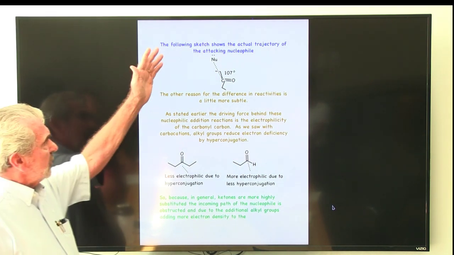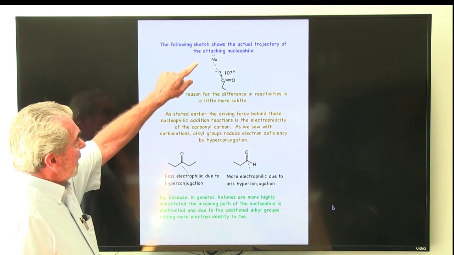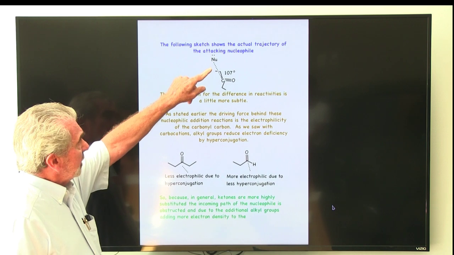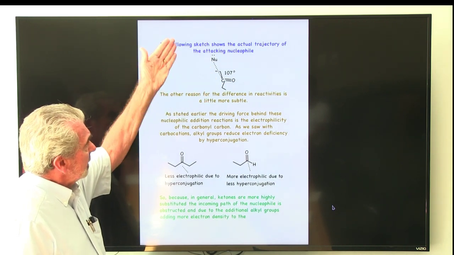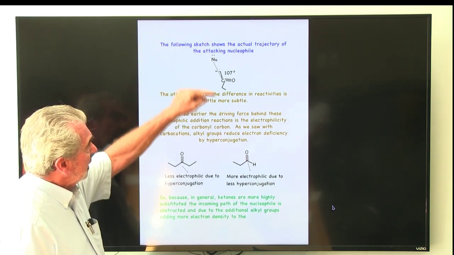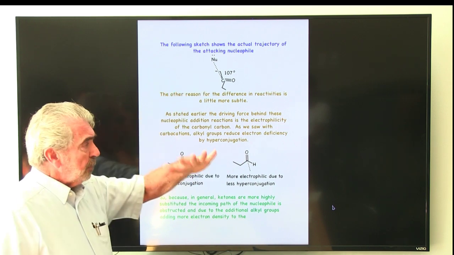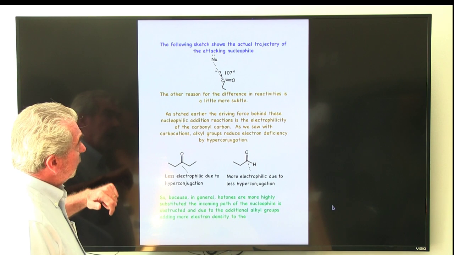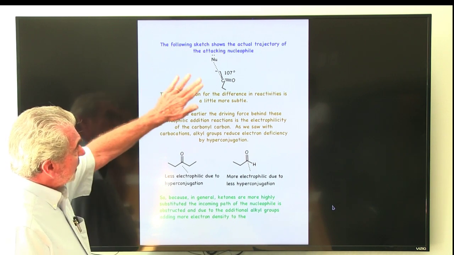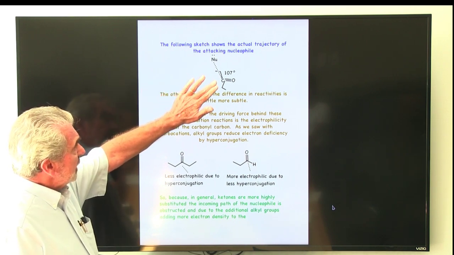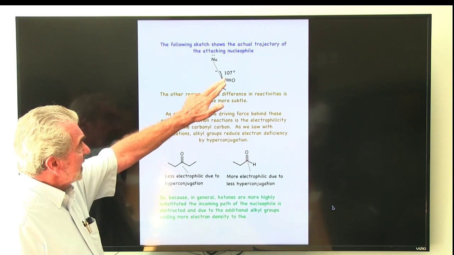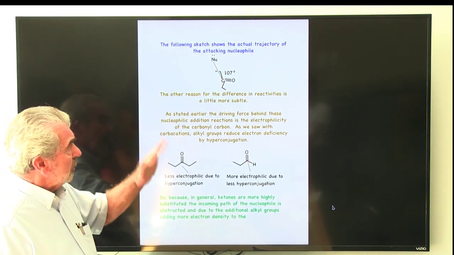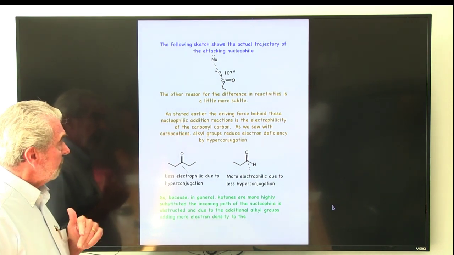Just to go back to the steric thing, this is the angle at which the nucleophile comes in. It comes in at a kind of sharp, steep angle, almost perpendicular to the plane of the carbonyl group. It turns out that there's a very good reason for this very precise angle at which the nucleophile hits. It has to do with the molecular orbitals, but we'll do that at a different time.